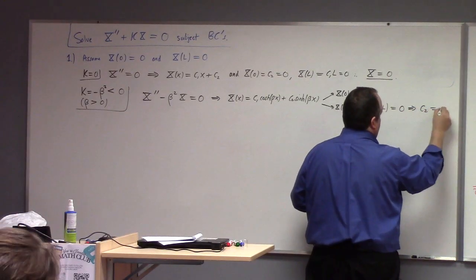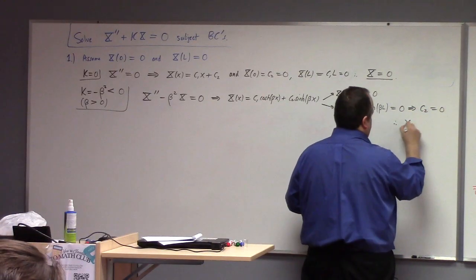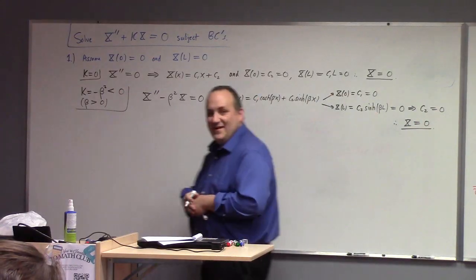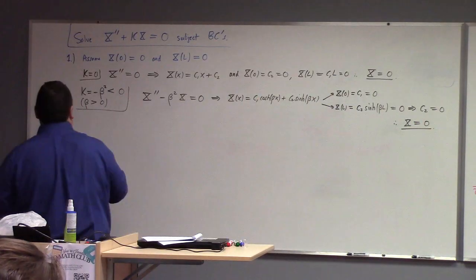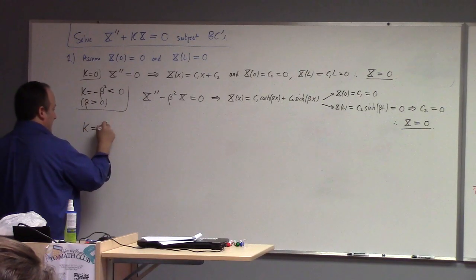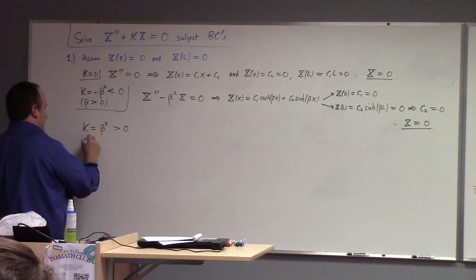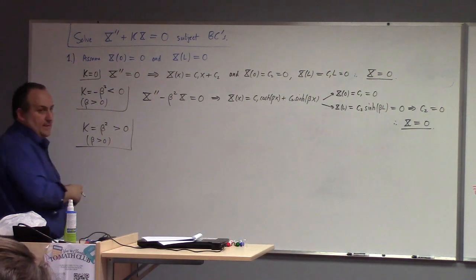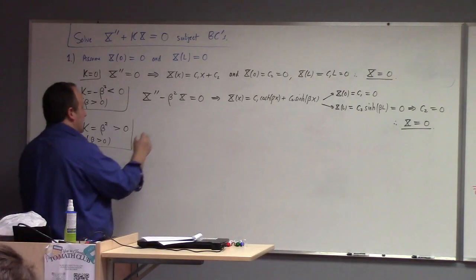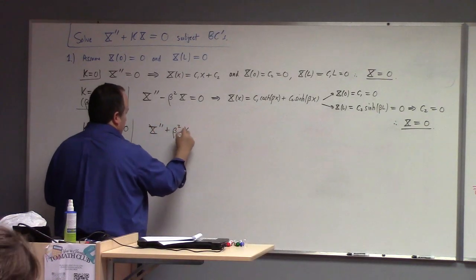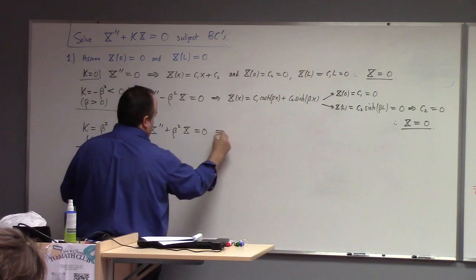Looks like x is 0 again. All right, starting to wonder, is there anything to find anywhere here, right? So one last case, k equals beta squared, positive, right? Again, I'm assuming that beta is positive for our convenience. So x'' plus kx becomes x'' plus beta squared x equals 0.